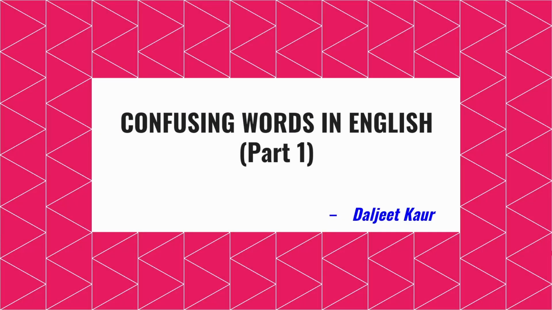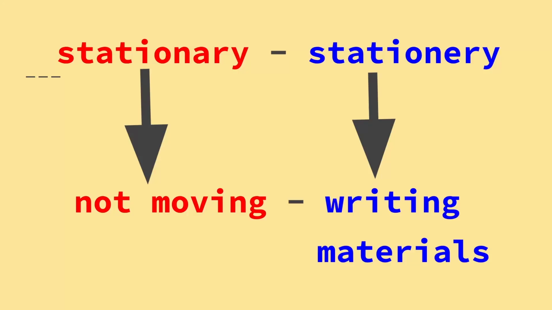Hello there! In this video, I'm going to teach you 5 pairs of commonly confusing words with definition and example sentences. It will deepen your understanding and make the learning and use of English fun and effective. So let's get started. First pair of words are stationary and stationery.